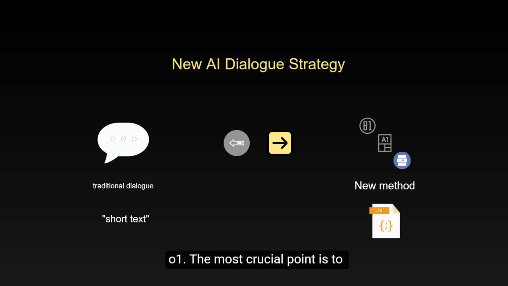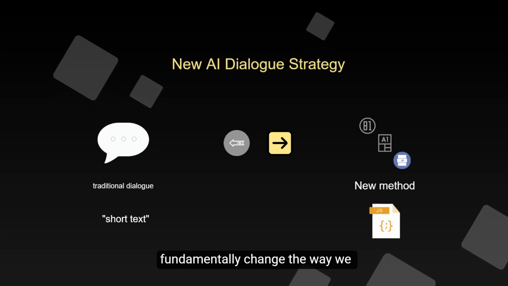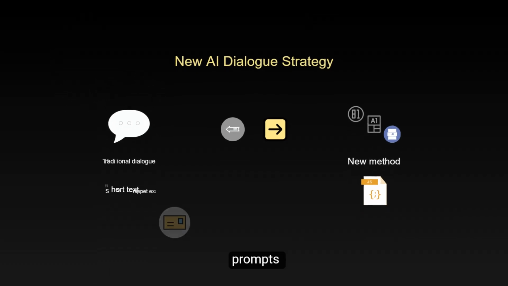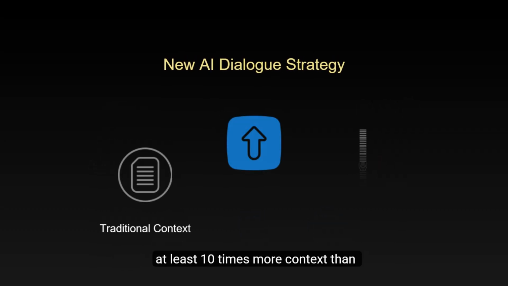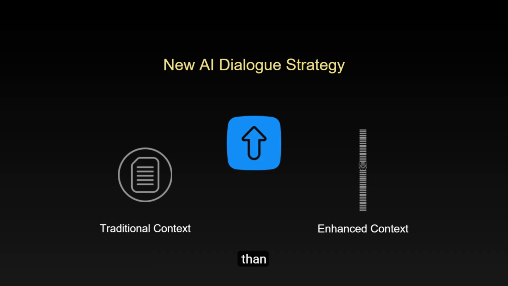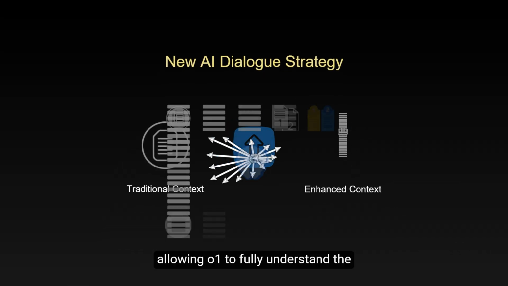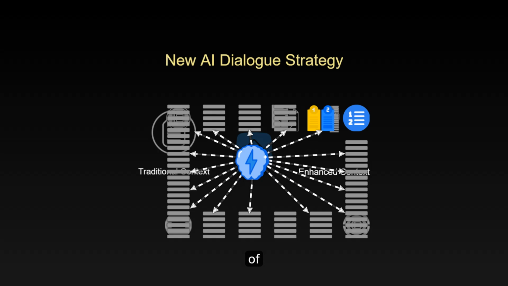The most crucial point is to fundamentally change the way we provide prompts. Rather than writing prompts, we need to draft a complete brief. This means we need to provide at least 10 times more context than usual, allowing O1 to fully understand the background and requirements of the problem.